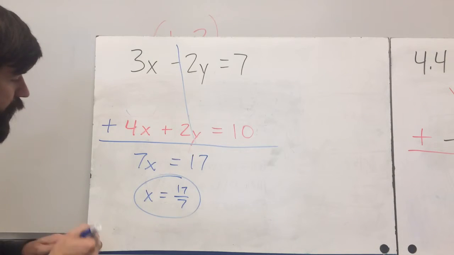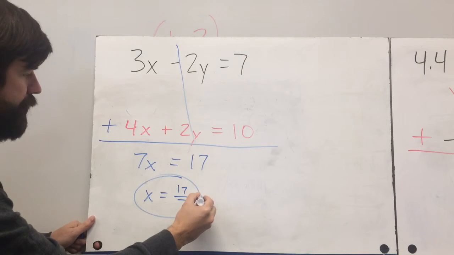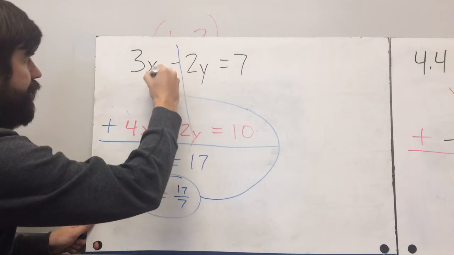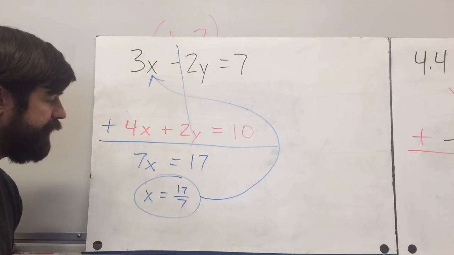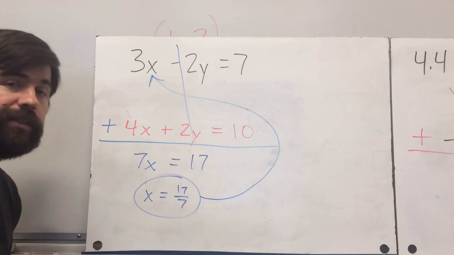And then once you've got your x, you still want to substitute that back in for x and solve your y. I'll leave that part to you. So figure out what the y would be if x is 17 over 7.